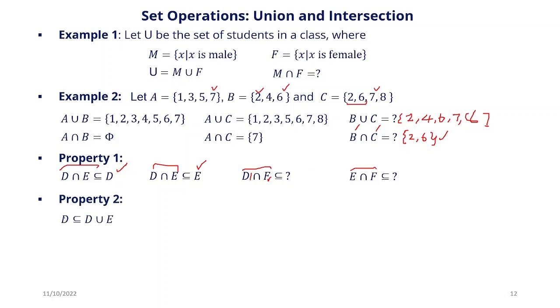Second property: D is a subset of D union E. D must be inside the union of the sets that it makes. Let's take this example, A union B. Union means that you can find all the elements of A inside here and all the elements of B inside here, which means that A is a subset of the union. In the same way, you can guess that E is a subset of the union also, because it was the union of D and E that created the bigger set. Union creates a bigger set. Intersection creates a smaller set.